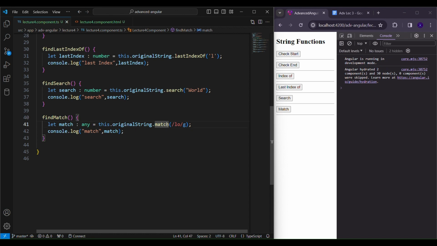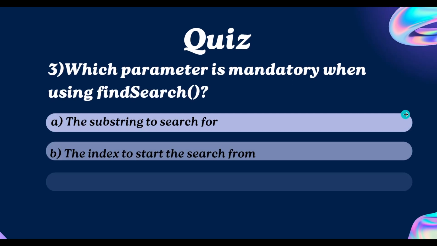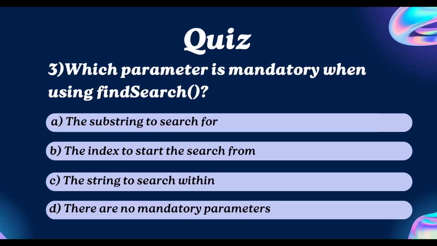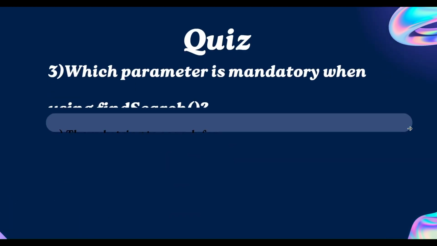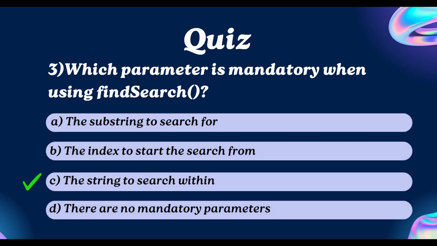Okay, now let's move to the quiz question. Which parameter is mandatory when using the find search? Pause the video and answer the question in the comment section below. The correct answer is the string that we have to search within. So this needs to be the parameter while using the find search.